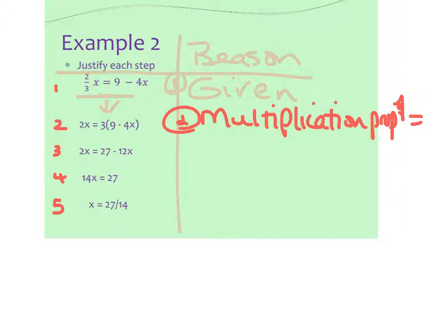Now we're going to the next. We're going to go from here to here. What did they do from step 2 to step 3? Alex? Good. They used the distributive property.